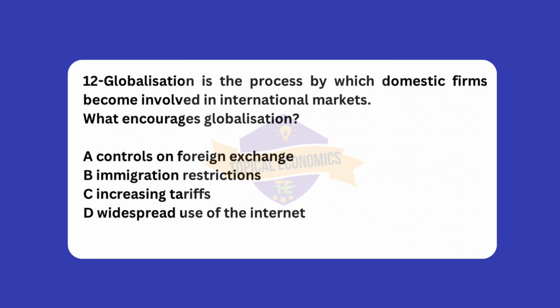Coming to option D, widespread use of the internet. So internet facilitates communication, trade, and information exchange, making it easier for domestic firms to enter and operate in international markets. So the correct answer is option D.